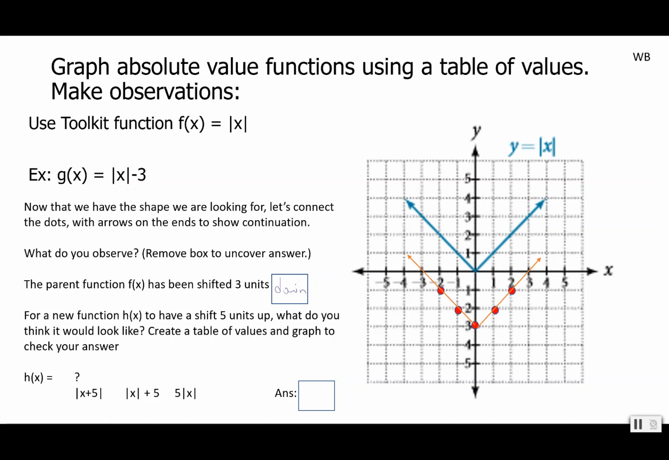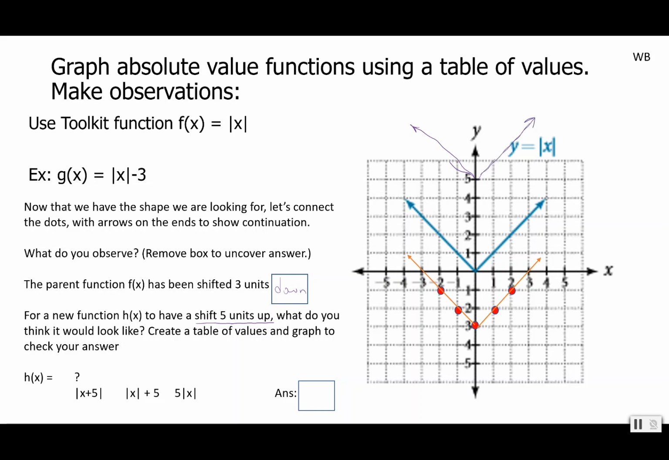So what do you think our function would look like if we wanted a function that takes that blue line and shifts it 5 units upwards? And we can check it, right? So let's just take a value and check it. First of all, 5 units upwards would look something like this, right? Pretend like those are straight lines.